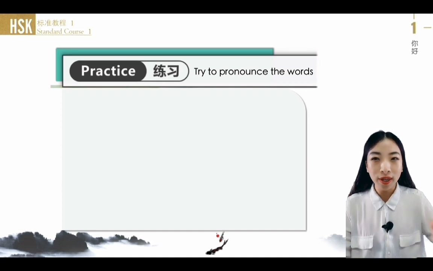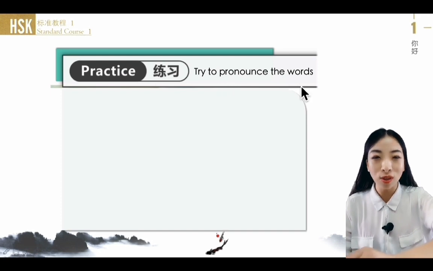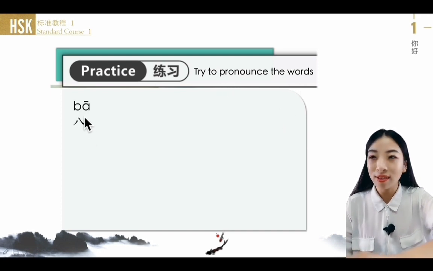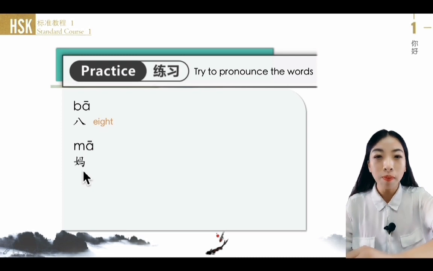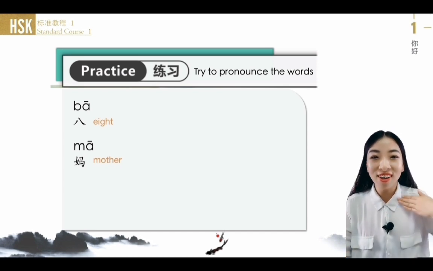After so much practice, please try to pronounce the words below. This one. Can you pronounce this Chinese character when you know its pinyin like this? Ba, 8. Ma, mother. Try to pronounce them earlier than me.